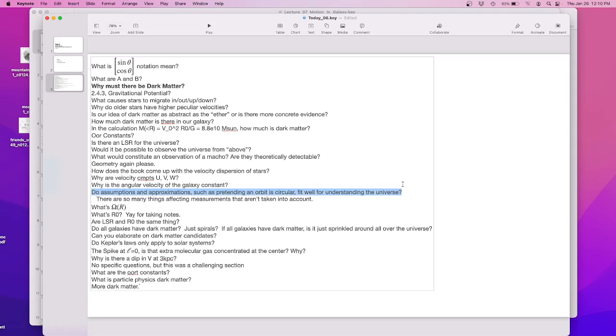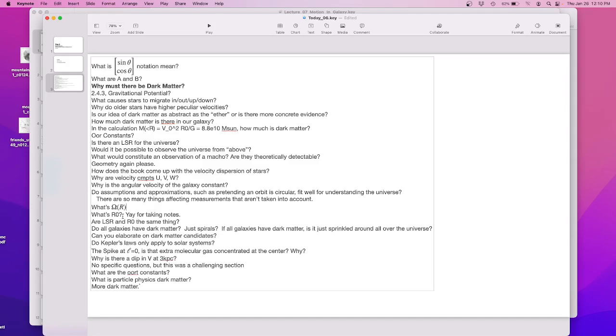Assumptions and approximations are really the game, and it's always about making an assumption and then seeing how wrong you are, and making a better assumption and seeing how wrong you are. Omega of r is the rotation curve. Omega of r is the rotation rate, the angular velocity versus position, which is the thing that we want for these things. And I'll come back to that in a second.